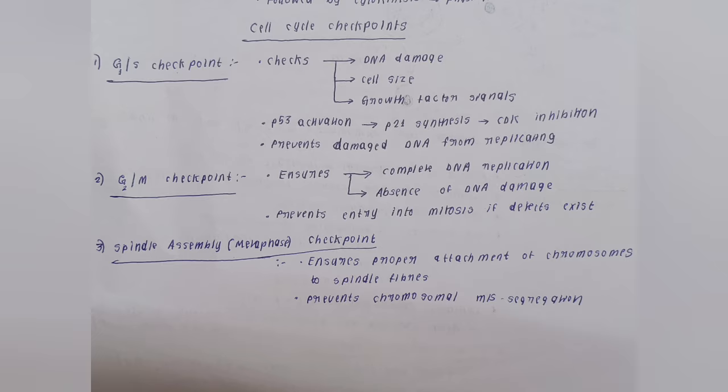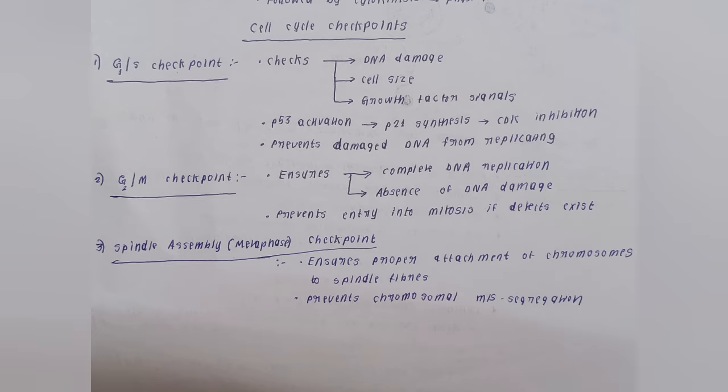Next, the G2M checkpoint. Here it ensures complete DNA replication and absence of DNA damage, and it prevents entry into mitosis if defects exist. Okay, like G2 phase and M phase. M phase is the phase where the cell divides. So just before the cell divides, it checks whether DNA replication has been completed. Is there any damage? If there is any damage, it does not allow that cell to divide. So that is the major role of these two checkpoints.